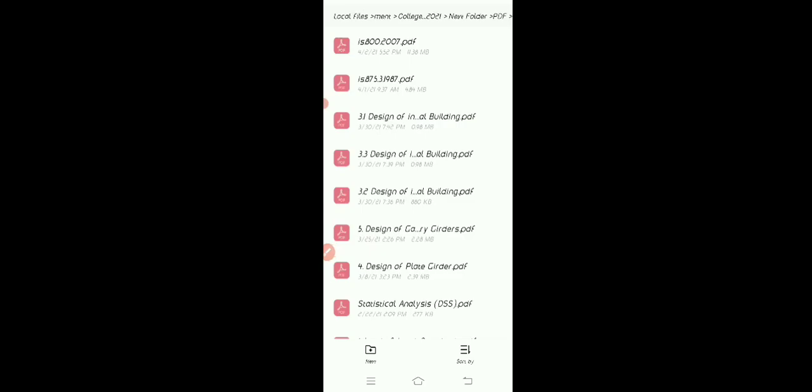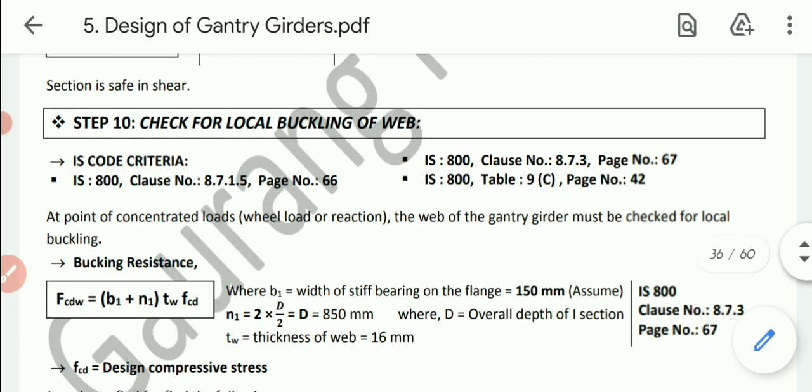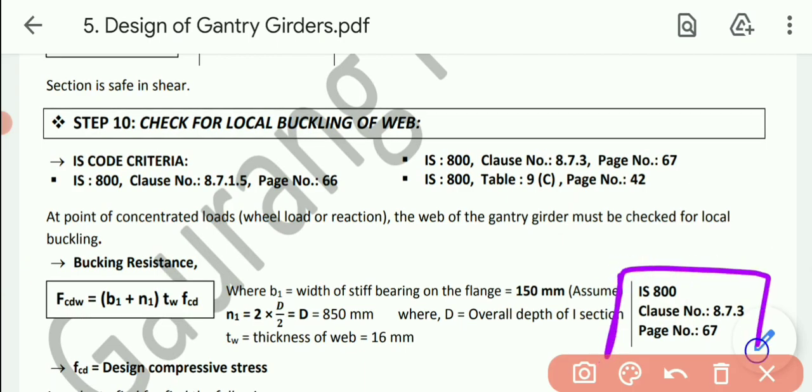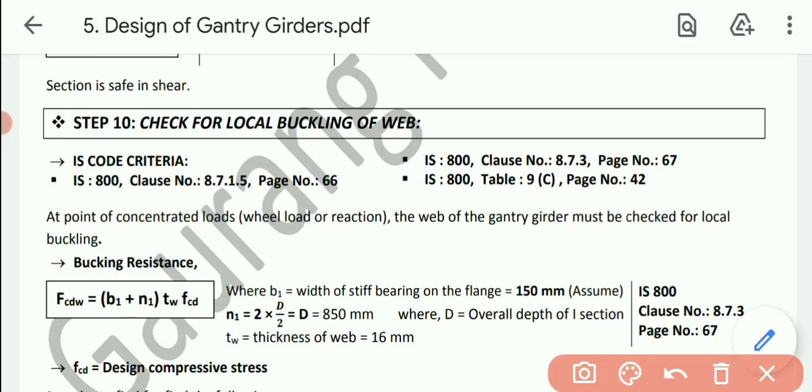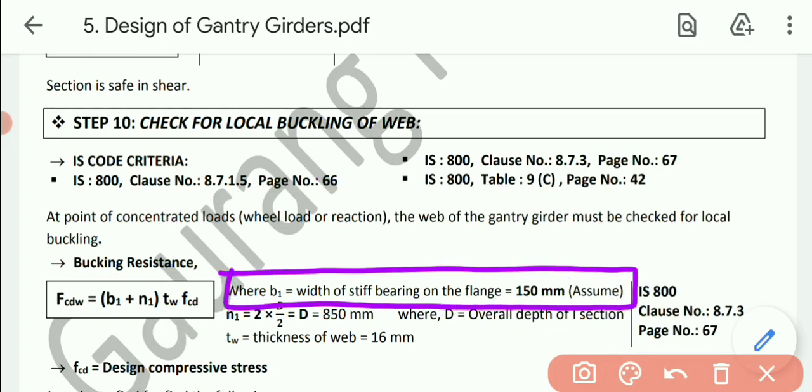This FCDW should be greater than the maximum wheel load, which we calculated in step number 1. Let's calculate these parameters as per the FCDW formula, that is (B1 + N1) multiplied by TW into FCD. Talking about the unknown parameters, first of all B1, the width of the stiff bearing length, that is always assumed as 150.